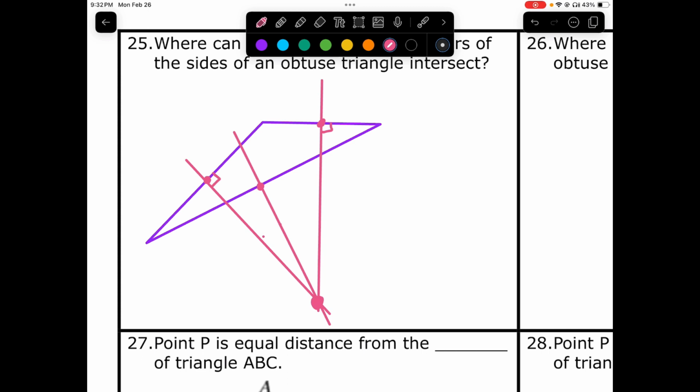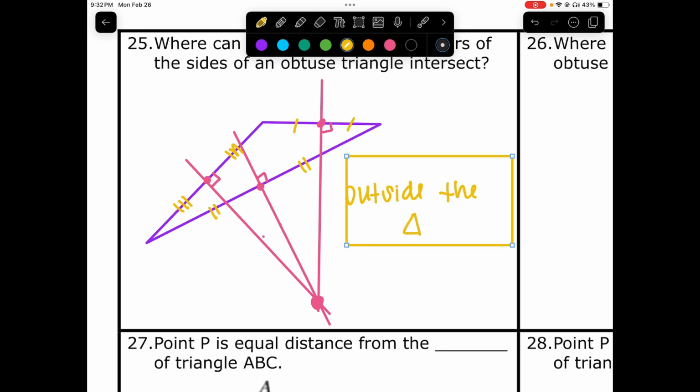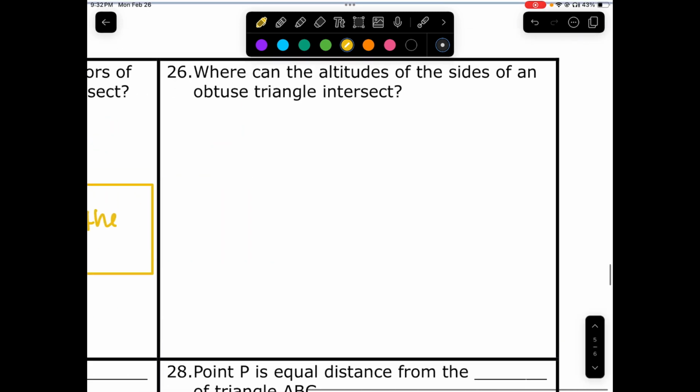So this should be perpendicular. This should be perpendicular. And it is hopefully bisecting so that those two sides should be the same. Those two sides should be the same. And these two sides should be the same. Like this side should equal this side. This side should equal this side. This side should equal this side. So that's what we mean by bisector. Anyway, these intersect outside the triangle. Go ahead and try number 26.